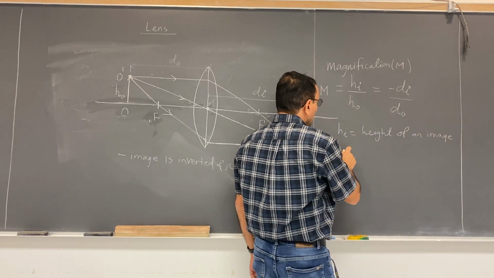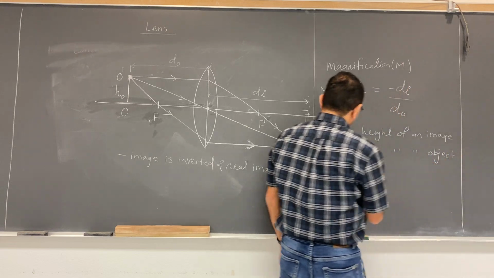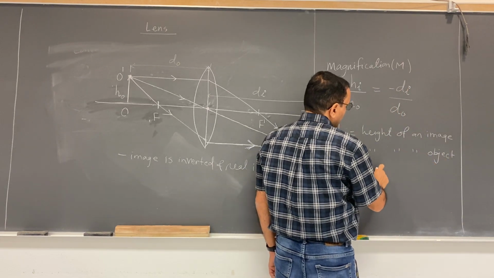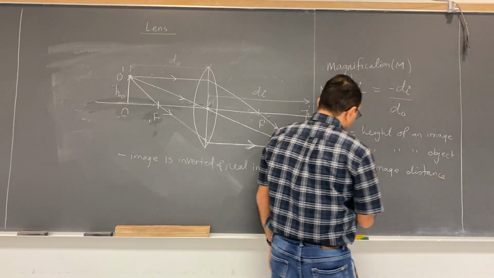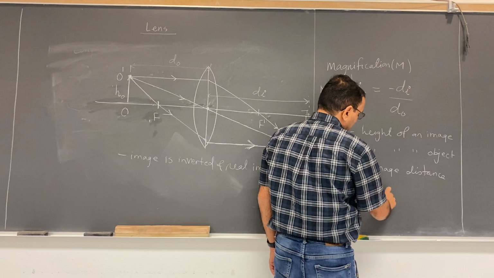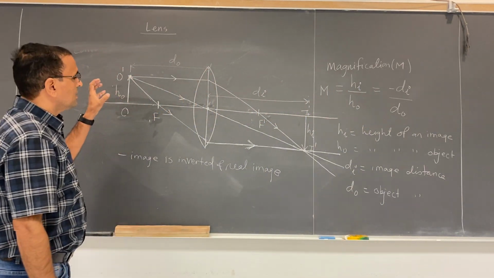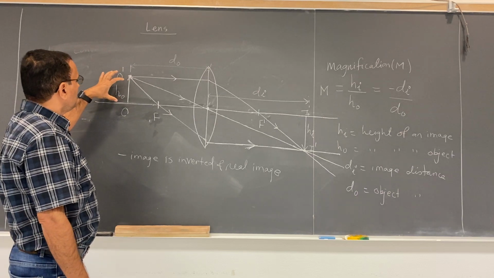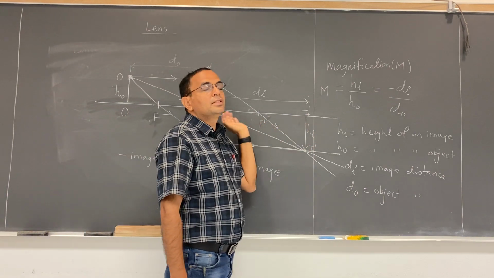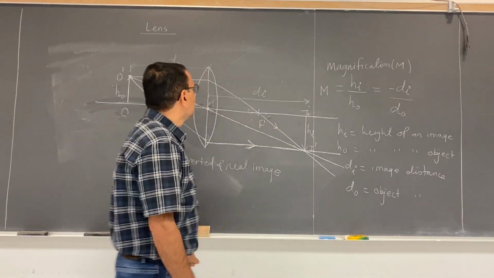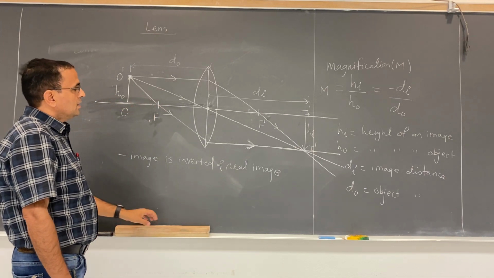Okay. h_o, this is the height of an object. d_i is simply the image distance, and d_o is the object distance. In this case, the image is bigger than the object, bigger than the object. So I keep the object a little bit in front of the focal point.